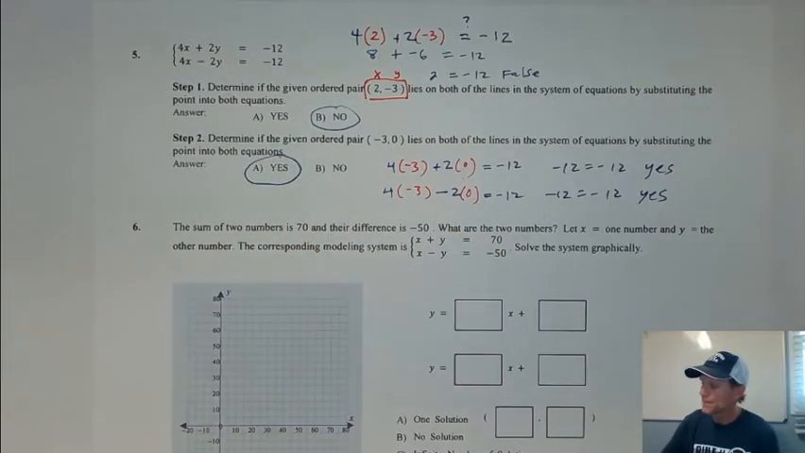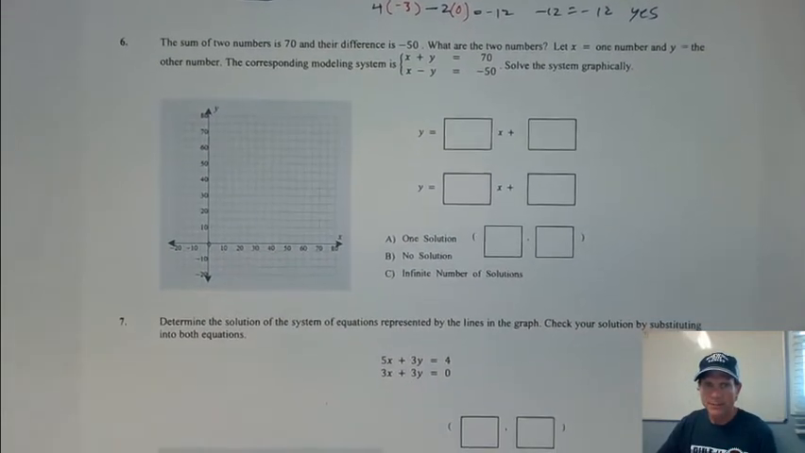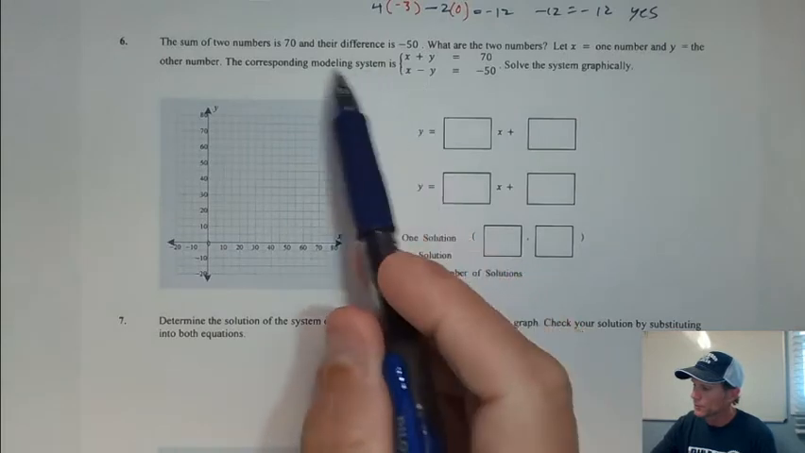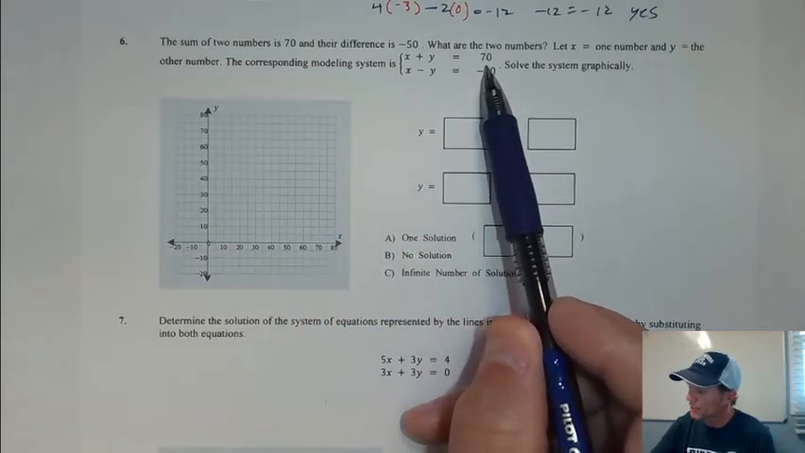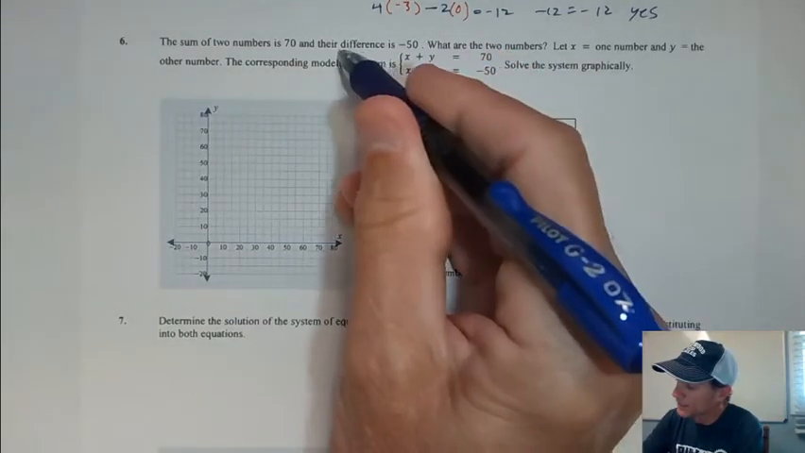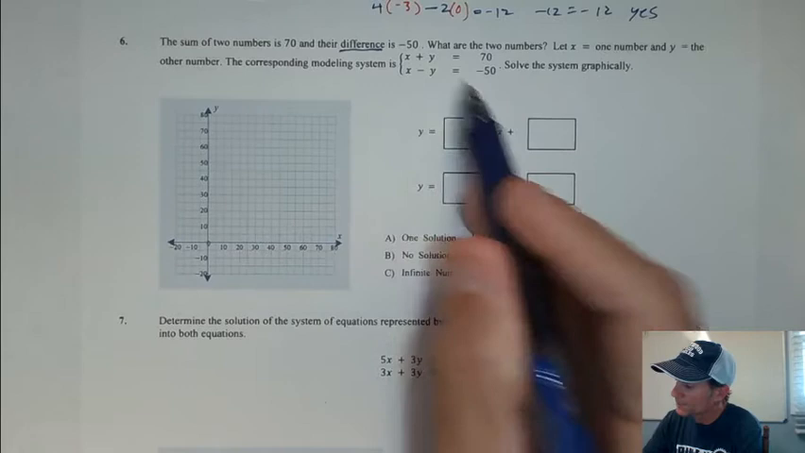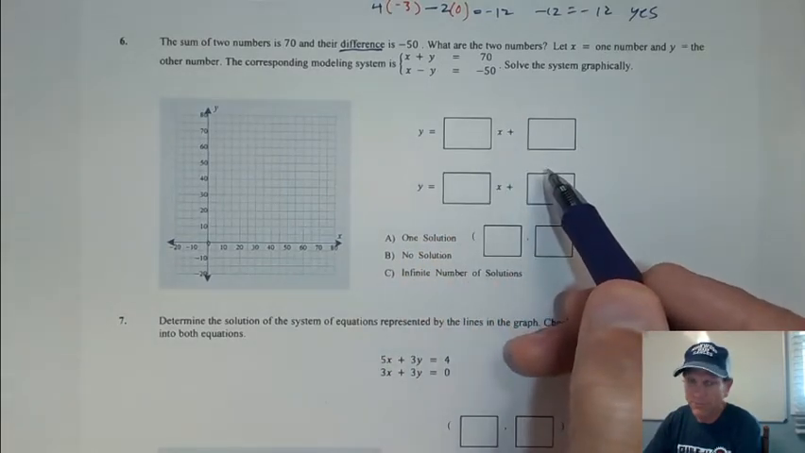Okay. Next up, we have an application problem, and we can read this. It says the sum of two numbers is 50, so that's this equation, x plus y equals 70, and the difference is -50, the difference, subtraction. So they ask us to get this into slope-intercept form first.